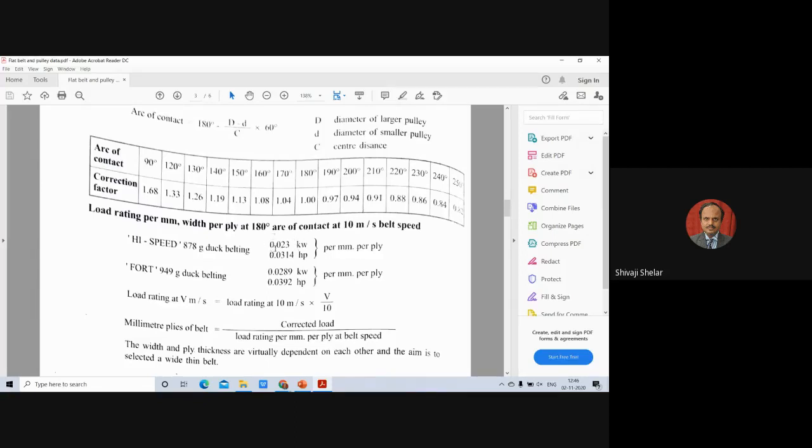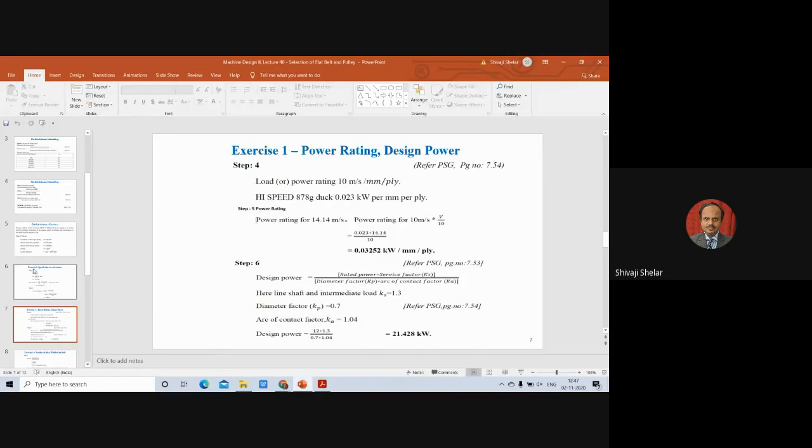Let's say if we select a high speed belt, then the rating with 1 millimeter of width, 1 ply, 180 degree angle of contact, and 10 meter per second belt speed, the rating of that fabric belt is equal to 0.023 kilowatt per mm per ply. So this value we have available for 10 meter per second. This is called the rating of the belt at the standard speed of 10 meter per second. So this rating we will take and then we can calculate the power rating for the given application. If we go to the design calculation here, you can see here.